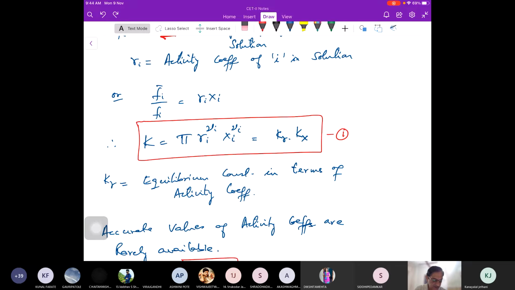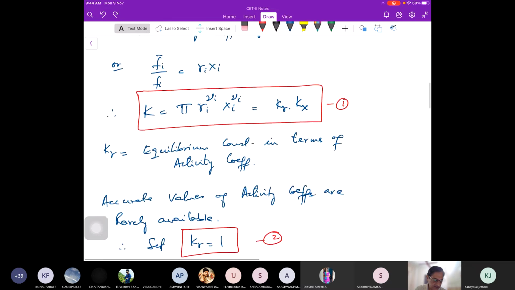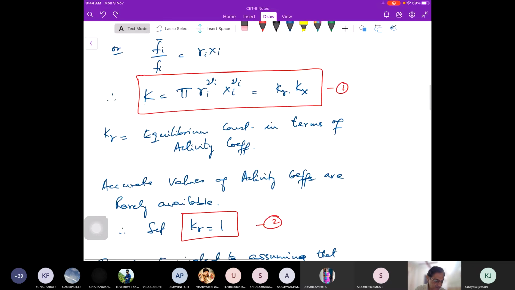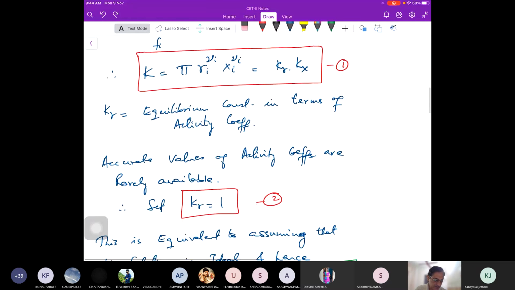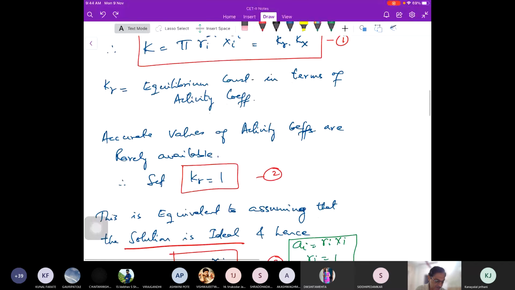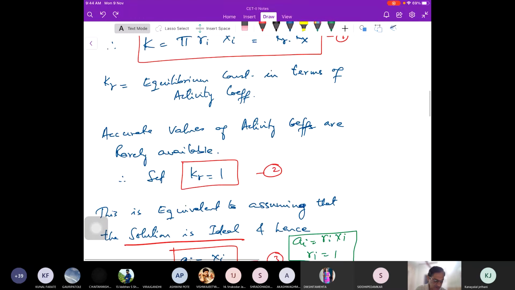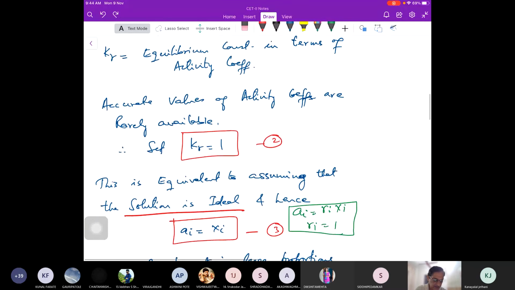Now K_gamma is defined as equilibrium constant in terms of activity coefficient. That's how we define K_y, K_x, K_gamma. Now accurate values of activity coefficients are rarely available. We have seen equations, but they are not measured values. Derived values रहता है. Therefore we set K_gamma equal to 1. And this is assuming K_gamma 1 कब हो जाएगा? जब activity coefficient 1 हो जाएगा, right?